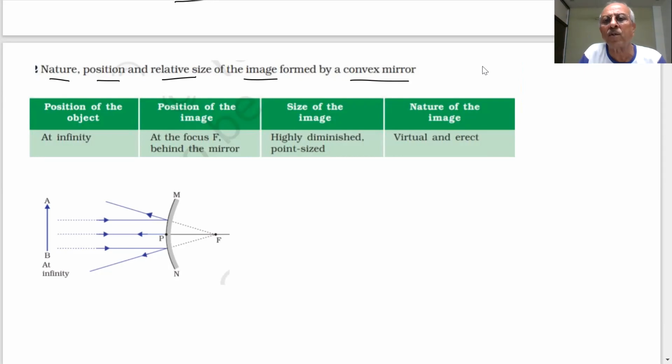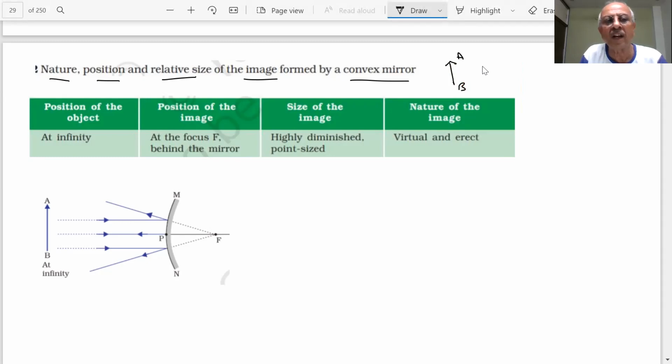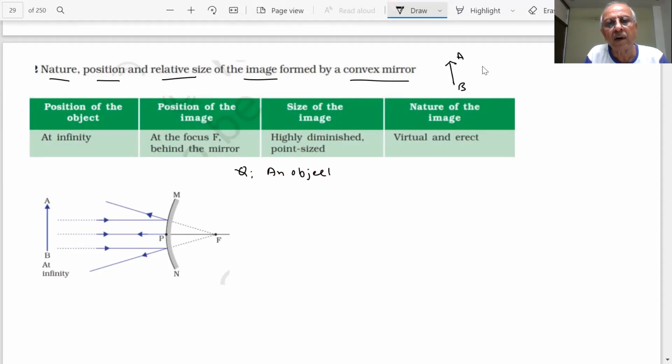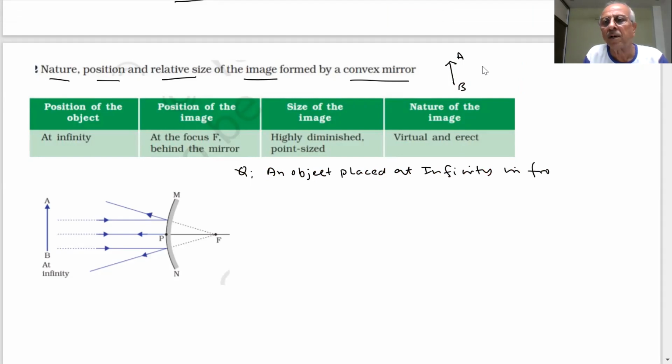And you have been shown that we are using objects like this because it is easier to draw. This is our head, this is your tail. So the first question before us, student, question number 1 I am putting. An object is placed at infinity. We are saying an object placed at infinity, in front of a convex mirror. Which mirror? Convex mirror.